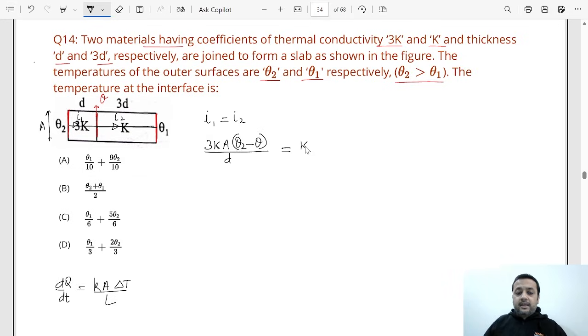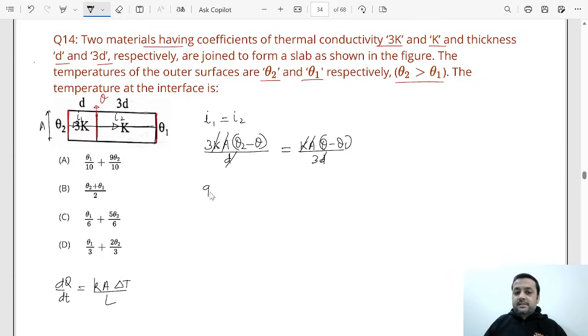Conductivity, which is K, into cross section area A, into temperature difference theta minus theta 1, upon 3D. Length is 3D. So now we can solve for theta very easily from here. You can see KAD, KAD gone.